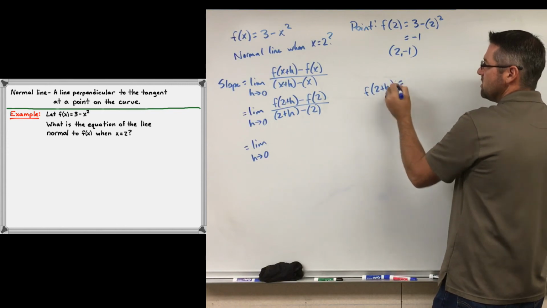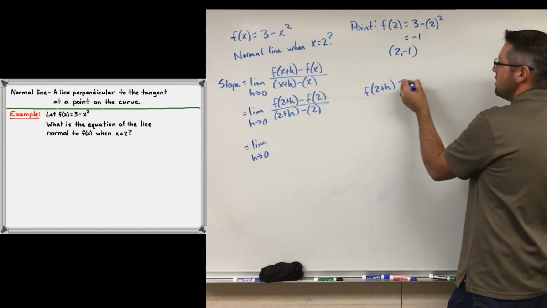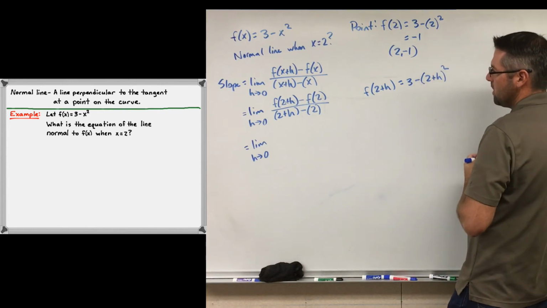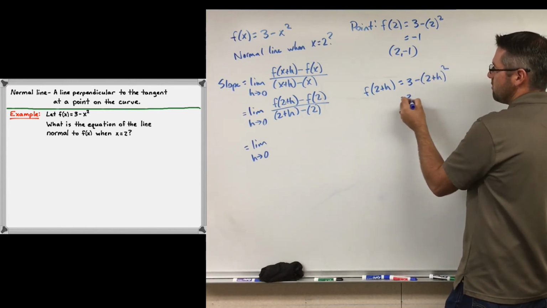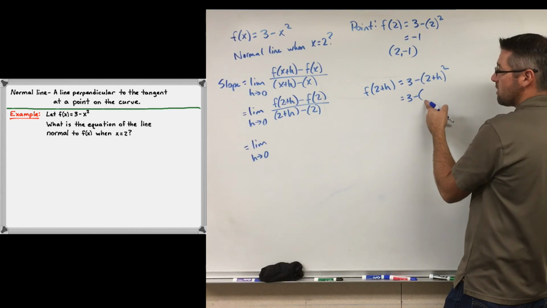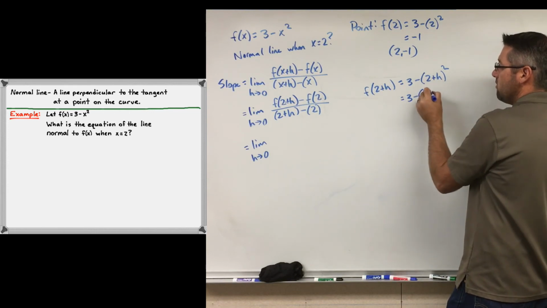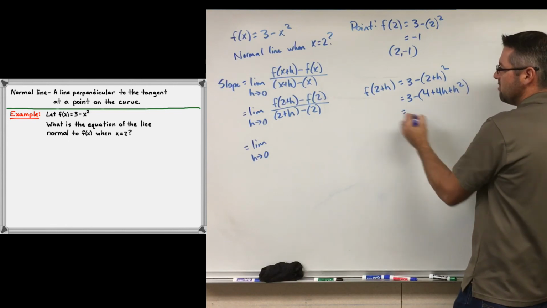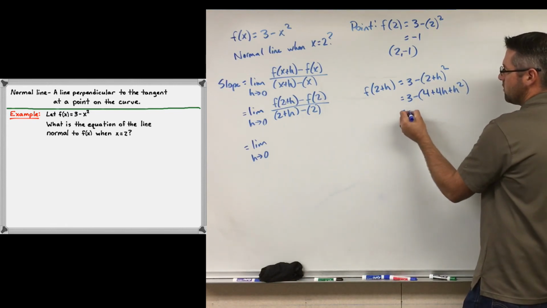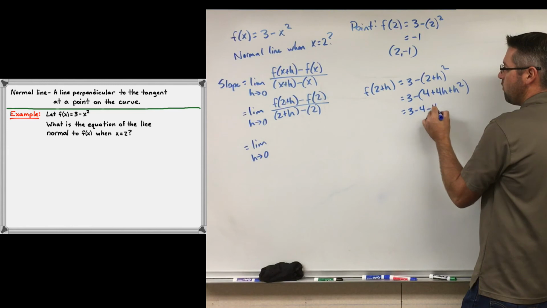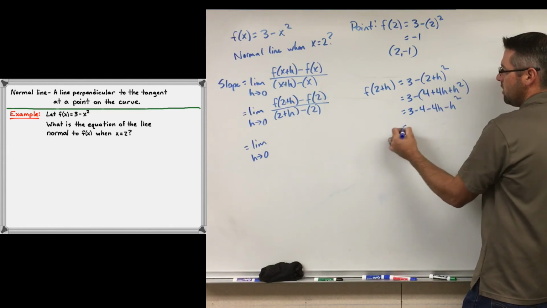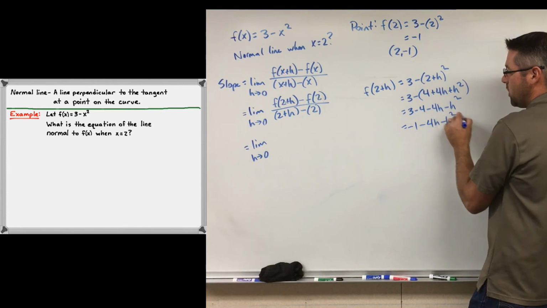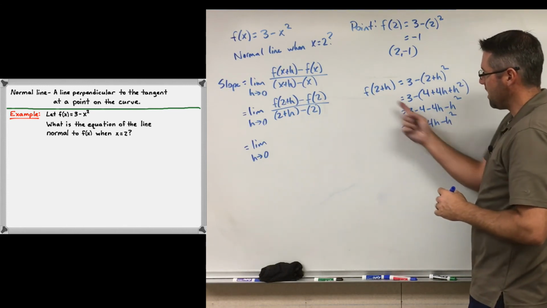f of 2 plus h means plug in 2 plus h. So that'll say 3 minus (2 plus h) squared. Okay? And then we could simplify that to be 3 minus, we're going to put parentheses around this, (4 plus 4h plus h squared). And then simplify that further. That becomes 3 minus 4 minus 4h minus h squared. Simplify that further. That becomes negative 1 minus 4h minus h squared. Okay? So this is my f of 2 plus h.